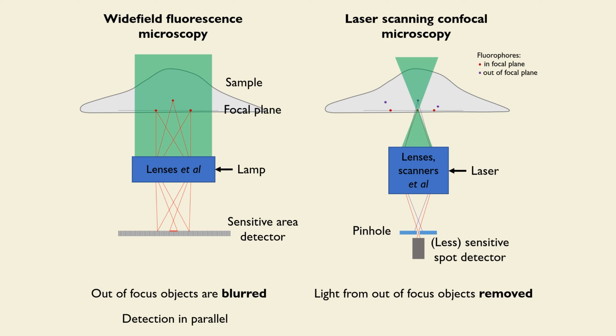So what we accomplish with this is to remove the light from objects that are outside of the focal plane. And furthermore, obviously, we don't just look at one point in the sample. We want to detect an entire plane in the sample, and the way we do that is by detecting in series, or scanning the laser. So we point the laser to different locations in the sample, and therefore we generate the image in series as opposed to in parallel, which is what happens on the wide field fluorescence microscope.